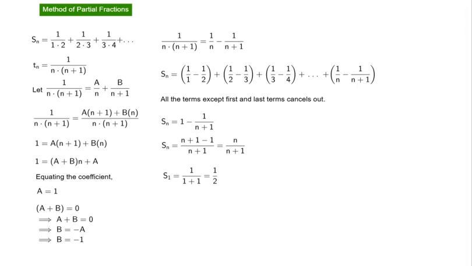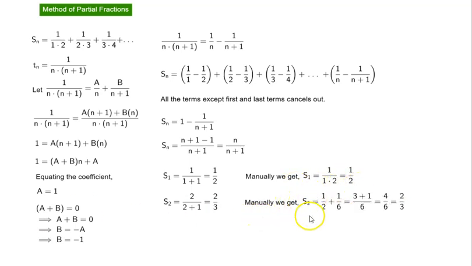Now what about the sum of first two terms? S sub 2 is equal to 2 by 2 plus 1, that is 2 by 3. We manually do it, we get 1 by 2, and S sub 2 is equal to 1 by 2 plus 1 by 6, which is 3 plus 1 by 6, which is 4 by 6, which is 2 by 3. So they both check out. So that was finding the sum of n terms in this series using the method of partial fractions.